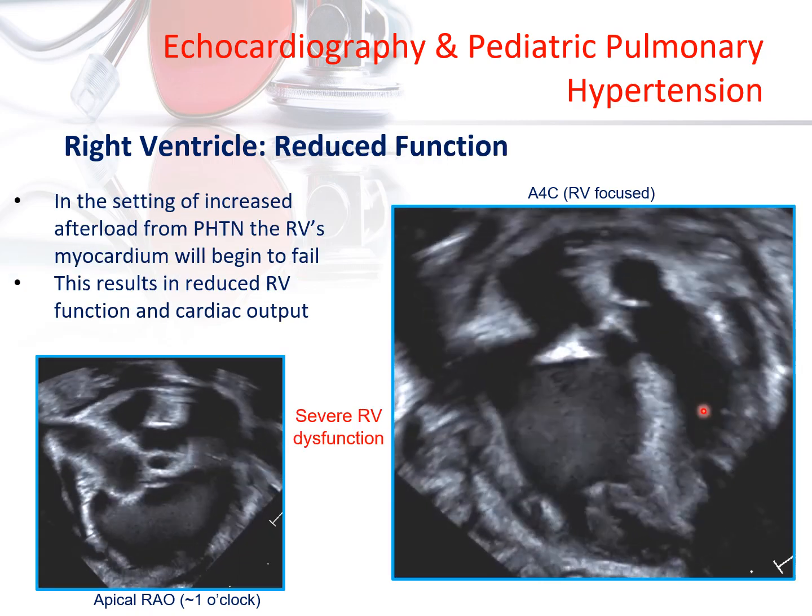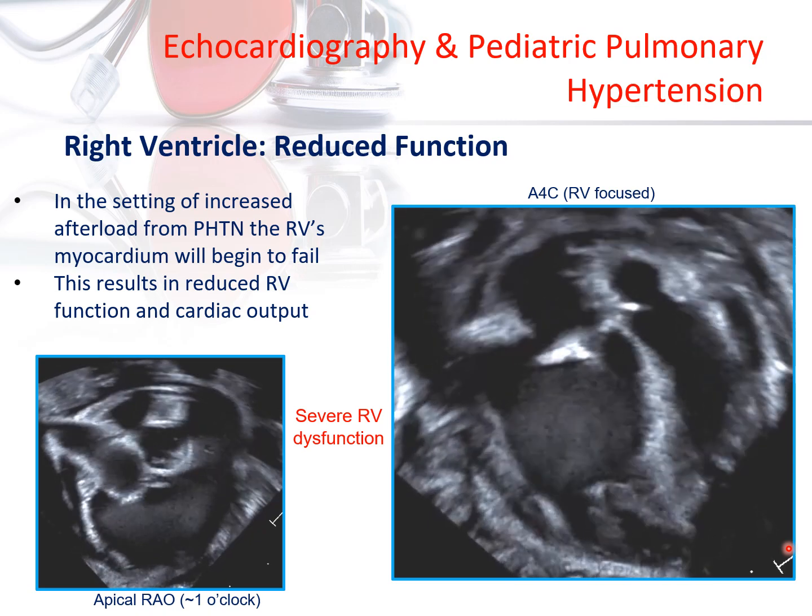Right ventricular function. So in the setting of increased afterload from pulmonary hypertension, the RV's myocardium will begin to fail, and this results in reduced RV function and cardiac output. And you can see here are two fairly severe examples of RV dysfunction.